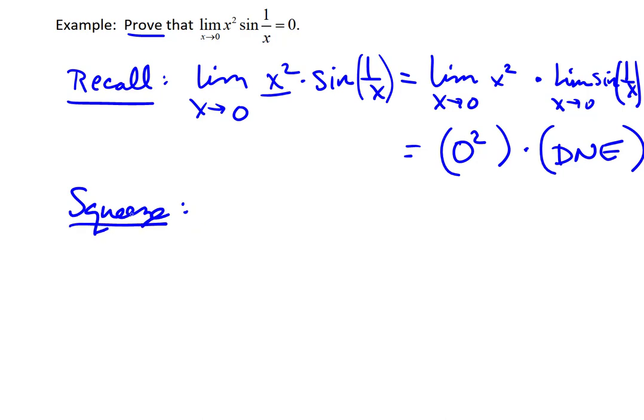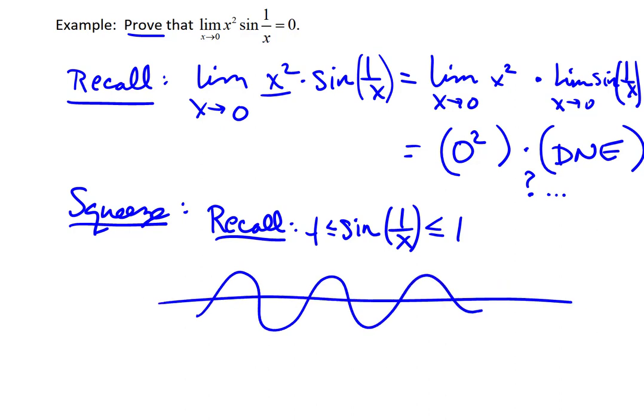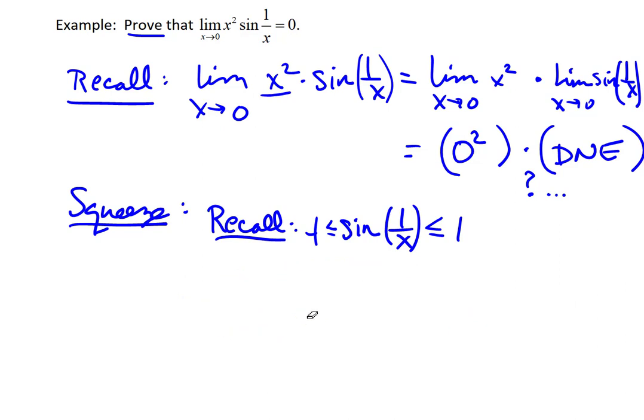for this particular limit. First of all, let's recall some basic facts about trigonometry with sine. Isn't it true that the sine function, and we'll even use the sine of 1 over x since that's what our problem has, but isn't it true that sine of really any input has to be stuck between or equal to -1 and +1? If you think back to the sine function, it's just a wave that goes up and down, the domain is all real numbers, and it goes no higher than 1, no lower than -1. So that's the basic property of the sine function.